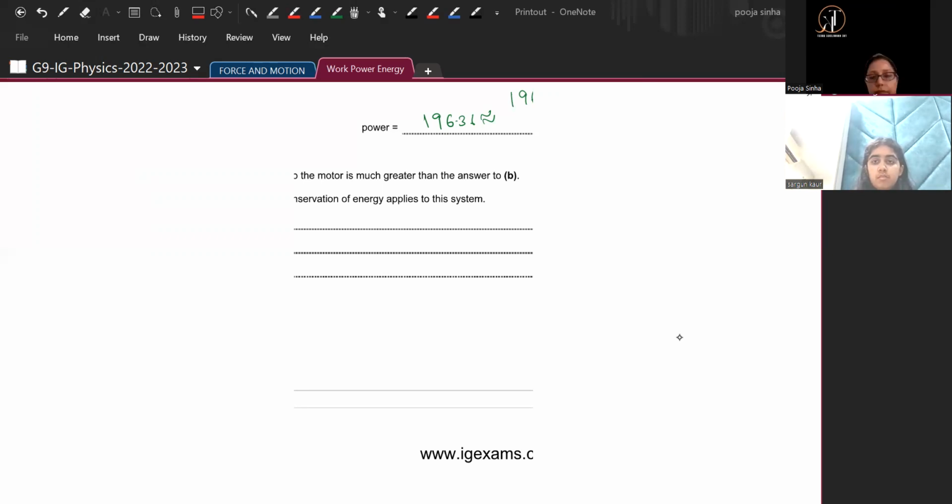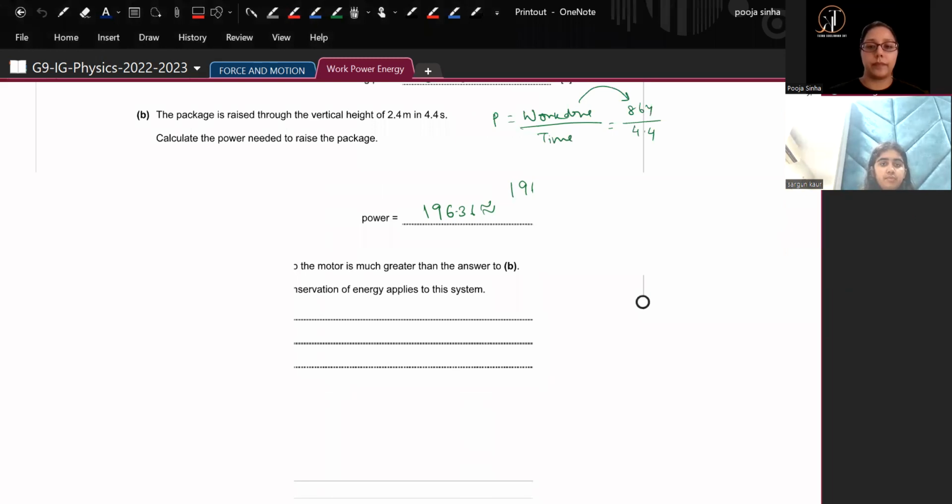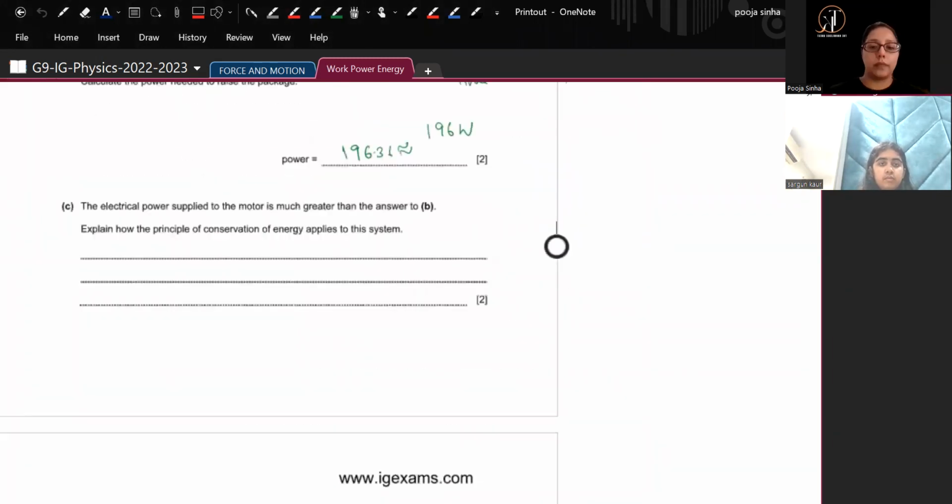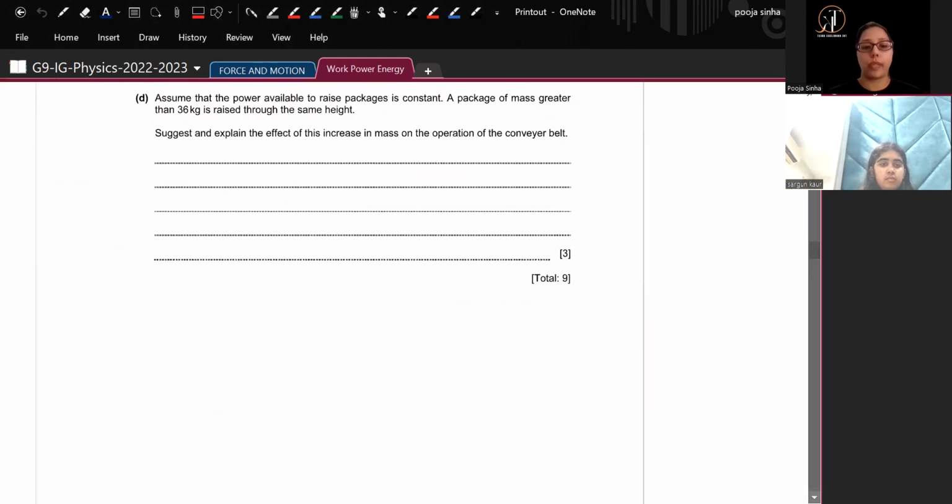So more electrical energy is needed as some of the energy will be wasted as heat energy because of friction between the motor and the conveyor belt. Perfect. Superb. Absolutely correct. Sure. Next question.